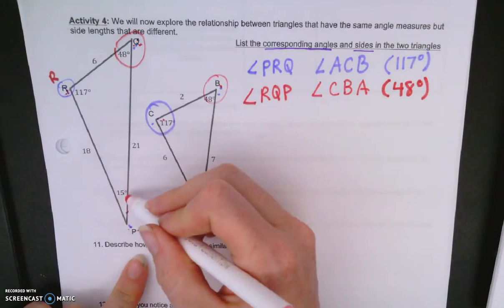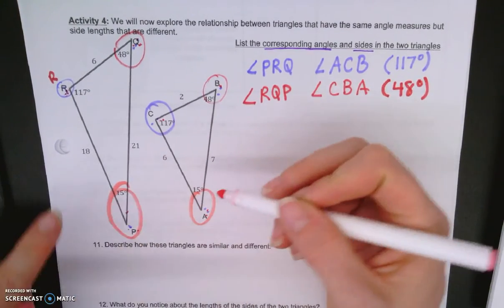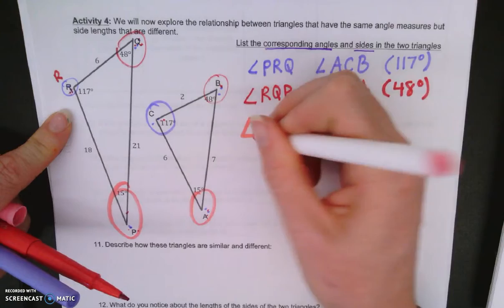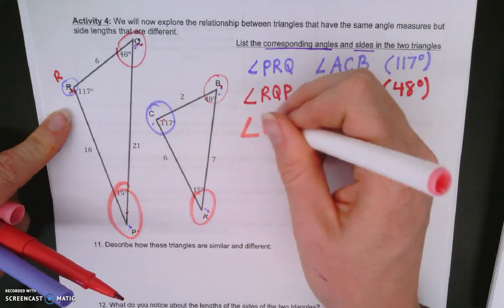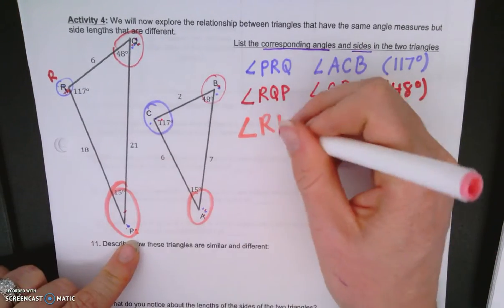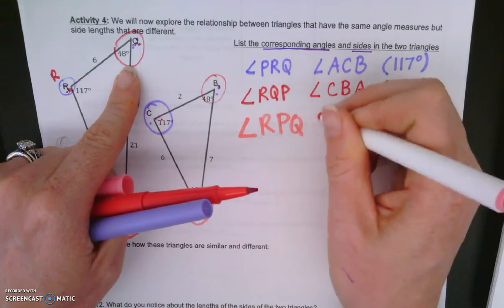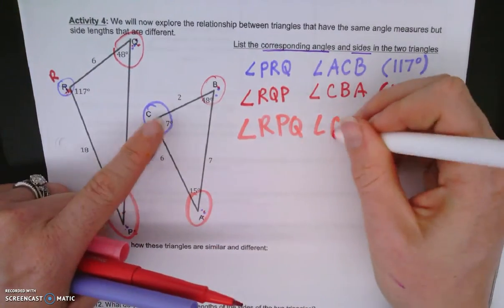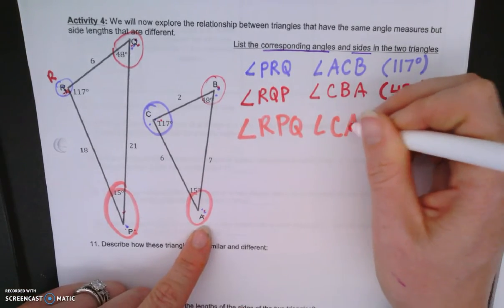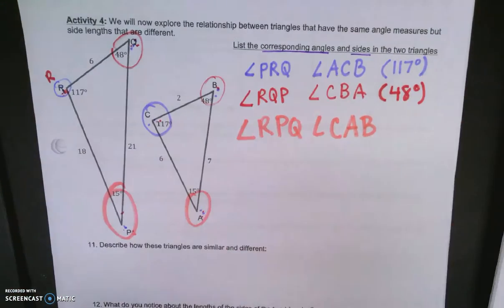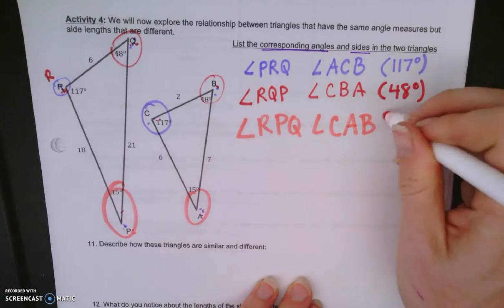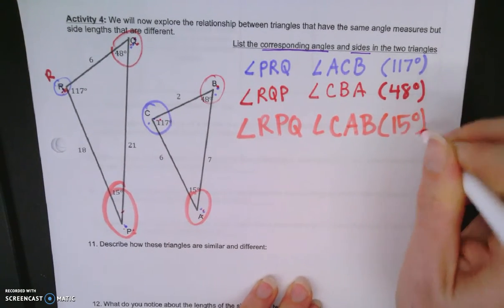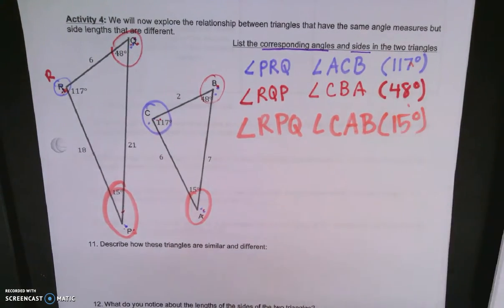Yeah, our third corresponding angle is going to be angle RPQ with angle, since we started with R, we have to start with C, CAB. Excellent. And those are both 15 degrees, which is good because all those degrees add up to 180, which is how many degrees are in a triangle.